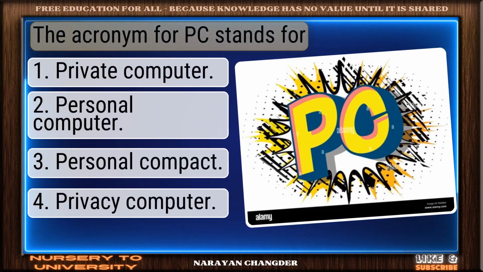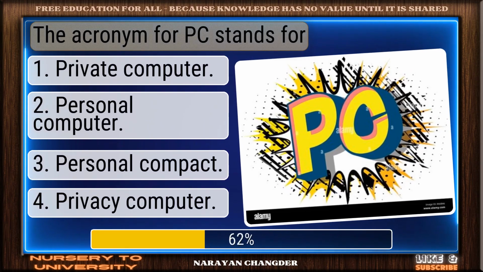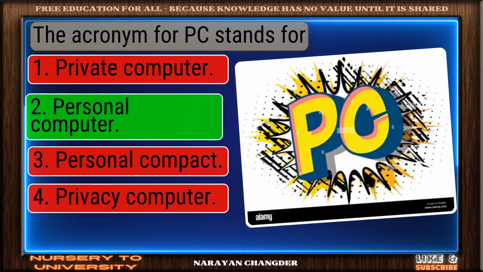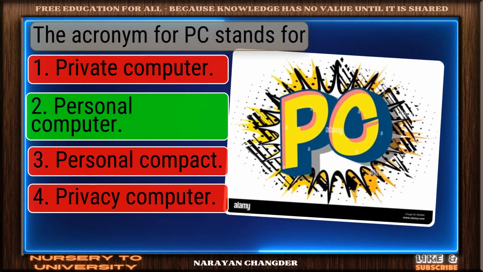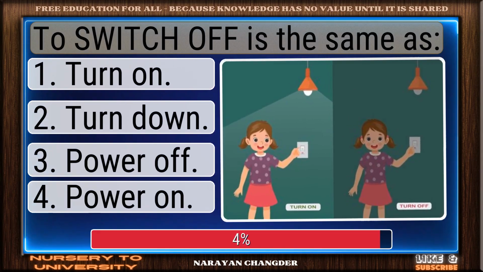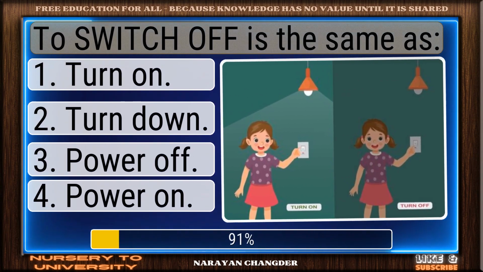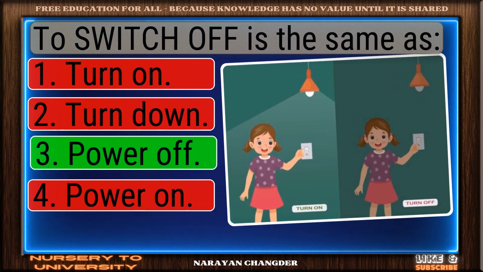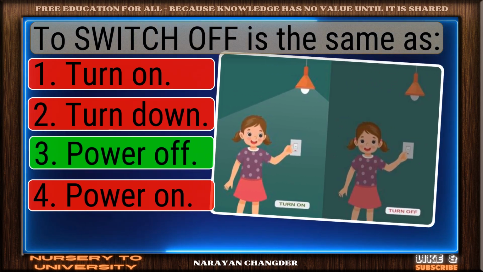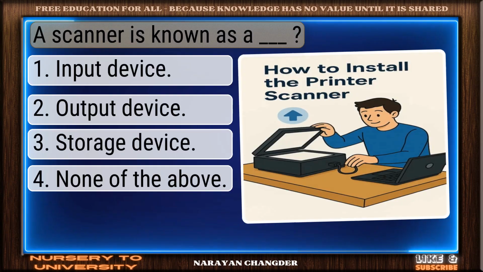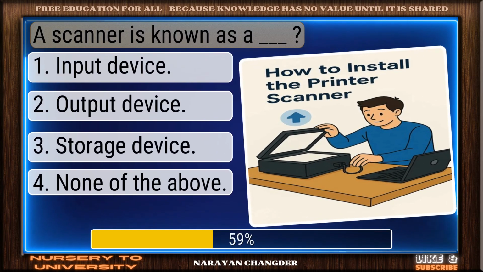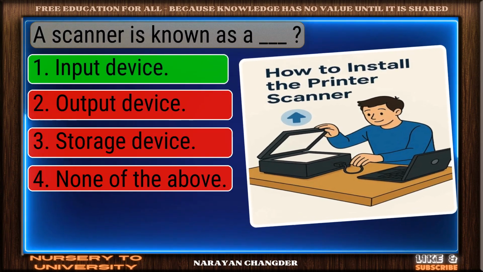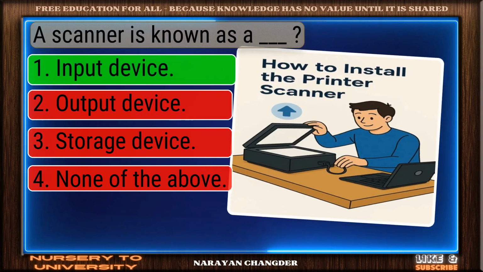The acronym for PC stands for. You're right. Personal computer is correct. To switch off is the same as. Great thinking. Power off is right. A scanner is known as a dash. Sharp thinking. Input device is right.